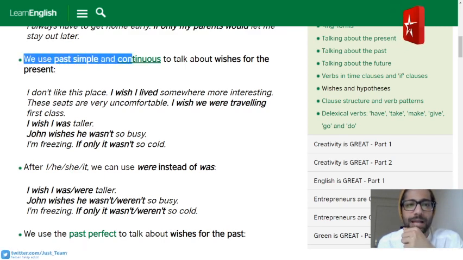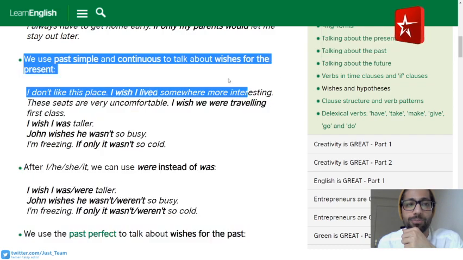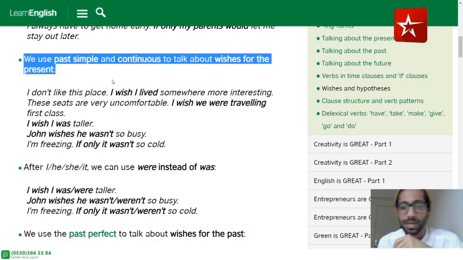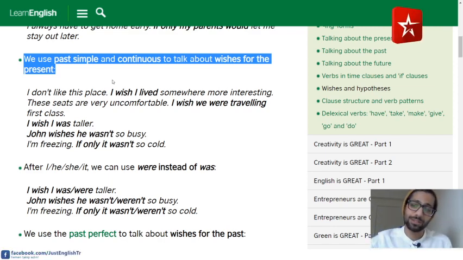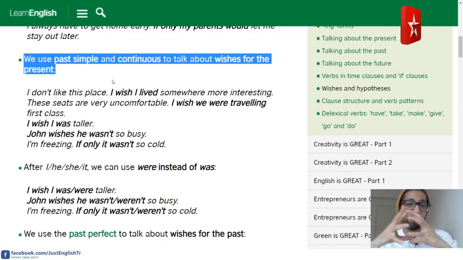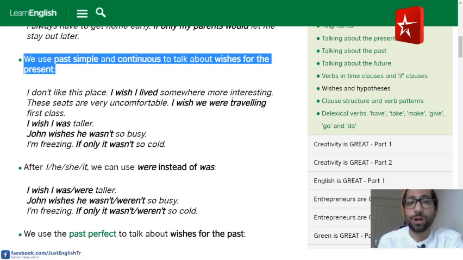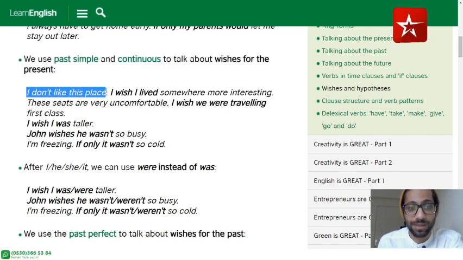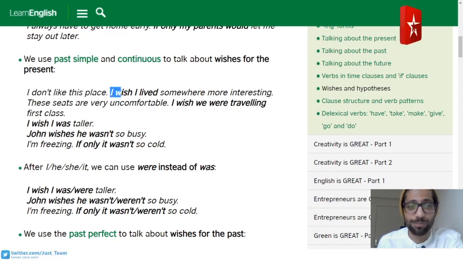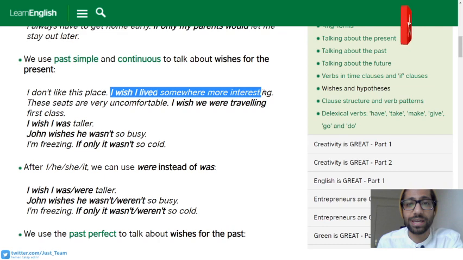We use past simple and continuous to talk about wishes for the present. Now this can be confusing. I'm talking about past simple and continuous, so what's up with the present? We will see now. I don't like the place. I wish I lived somewhere more interesting. The first part is a present simple. And here, the wishing part, the hypothesis part: I wish I lived somewhere more interesting.